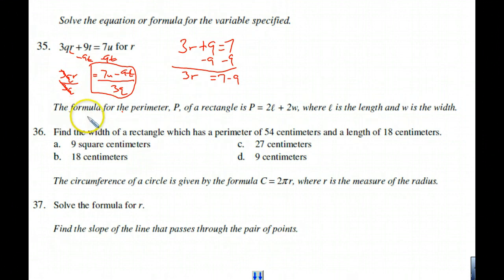Number 36, the following formula is for perimeter of a rectangle where L is the length and W is the width. Okay, the width of the rectangle, which has a perimeter of 54 centimeters. Okay, so we have a rectangle which all the way around, which is perimeter, is 54, but the length is 18. So we have that side's 18, this side is 18. We need to figure out what W is.